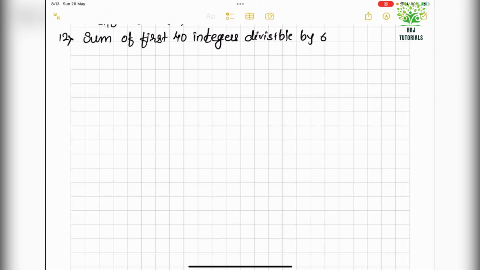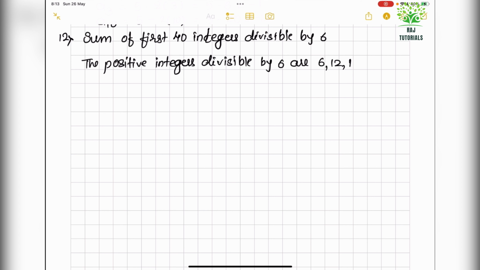Now next question is asking find the sum of first 40 positive integers divisible by 6. So the positive integers divisible by 6 will be 6, 12, 18, 24 and so on. So here A will be 6, D will be 12 minus 6, that is 6.